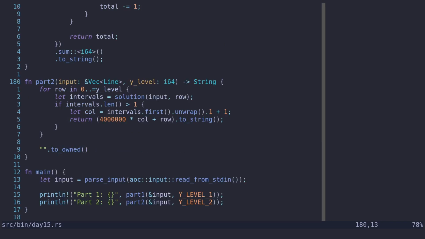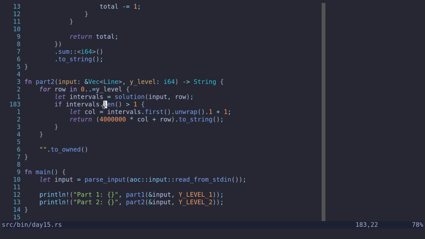Then for the second part, I'm not sure if this is the best way to do it because it takes like 10 seconds or something like that, but we have to iterate through all the rows. Then we get all the intervals for each row, and basically if the given row is entirely visible by the sensors, then we'll only have one interval from the beginning to the end. But if there are any gaps, it means that we will have more than one interval.